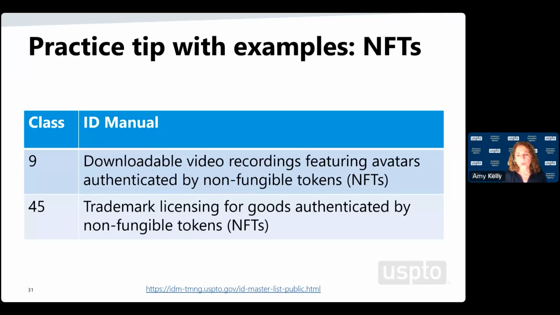Here are 2 new ID manual entries. Again, we're talking about now the USPTO ID manual, not the NIST alphabetical list, that illustrate the tip that I just gave you. The IDs, both of them, specify the nature of the goods being authenticated or the services involved with the NFTs using wording that is definite and limited to a single international class. Well done. Okay, that covers NFTs, at least for this year. Now let's go on and talk about green technology.